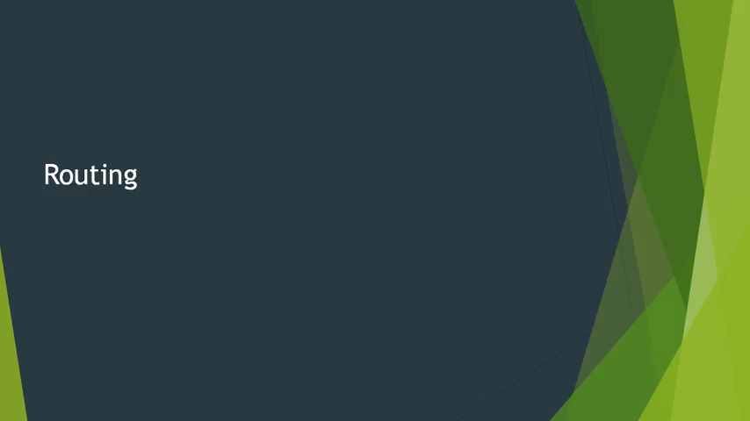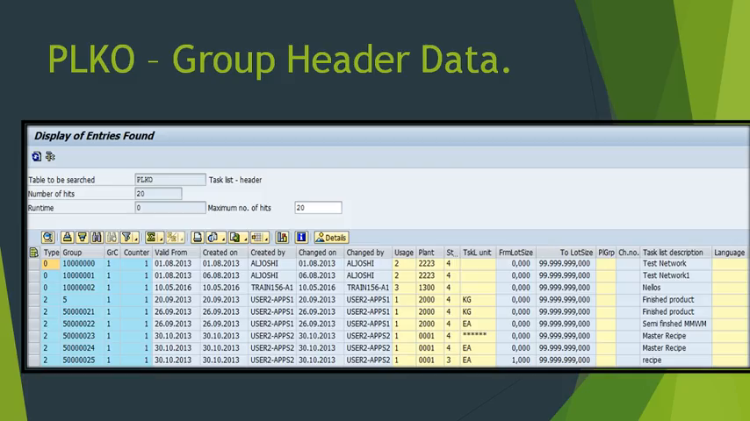Now another master data is routing. So the first table is PLKO. So it is used to store the task list header information. So this is the group, task list group, and this group contains most of the information. So this PLKO table will be used to fetch all the header data. So who created, when created, what is the lot size, from lot size to lot size, what is the description.